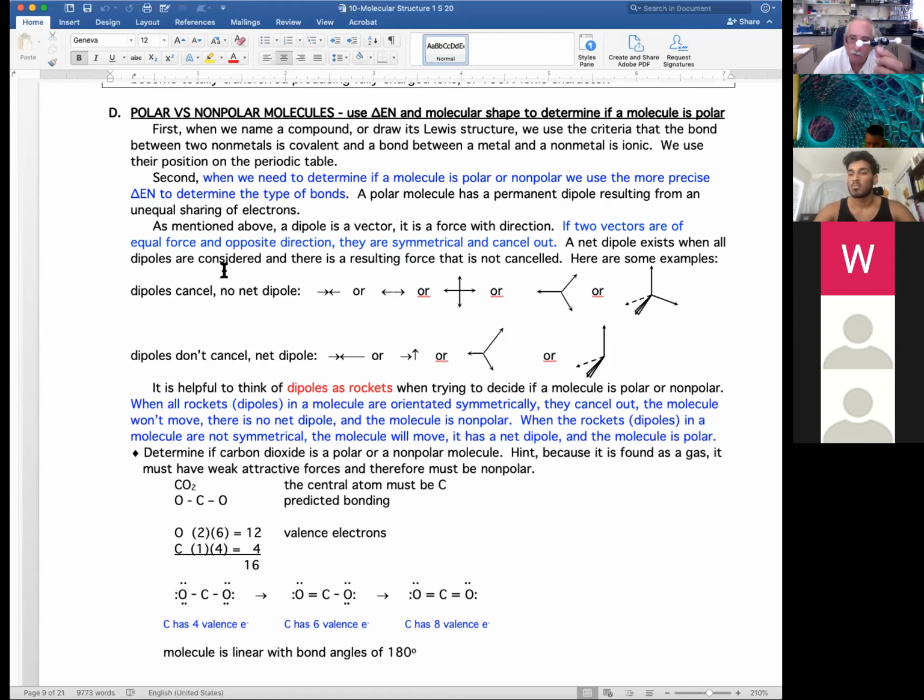So in order for a molecule to be polar, in other words, to effectively dissolve in water and behave like a little magnet, it has to have rockets, which means it has to have polar covalent bonds, and it can't be symmetrical. So this is a non-polar molecule. This molecule is not going to dissolve in water. It doesn't matter whether that's a rocket or that's a rocket. It's not going to dissolve in water.